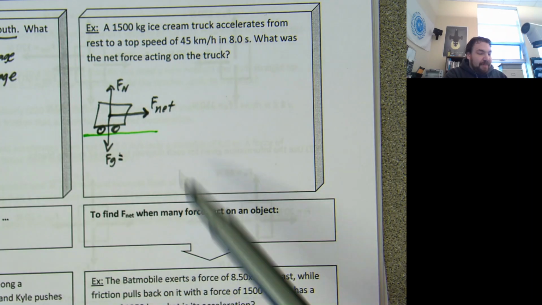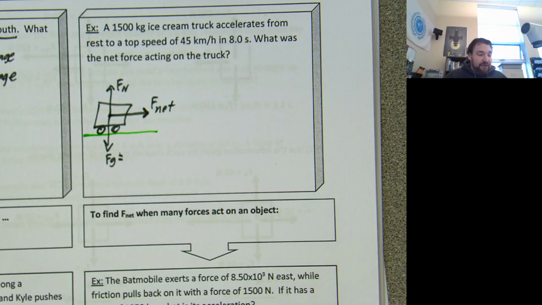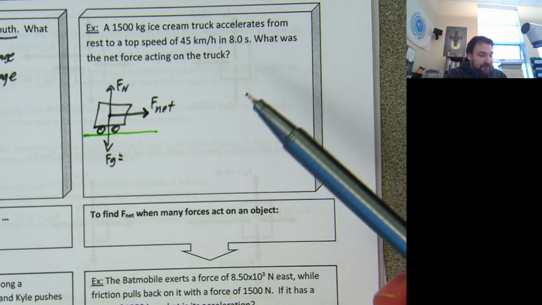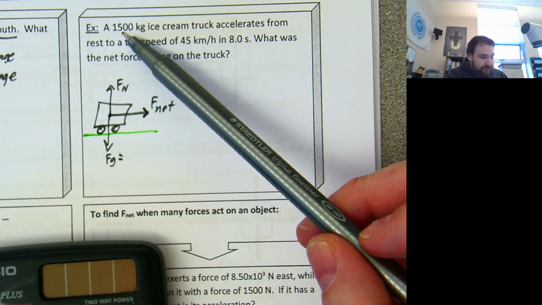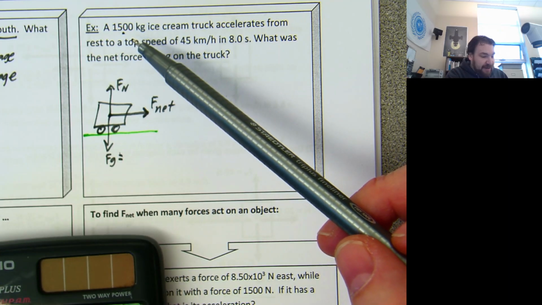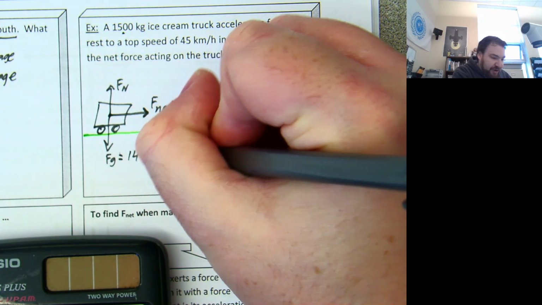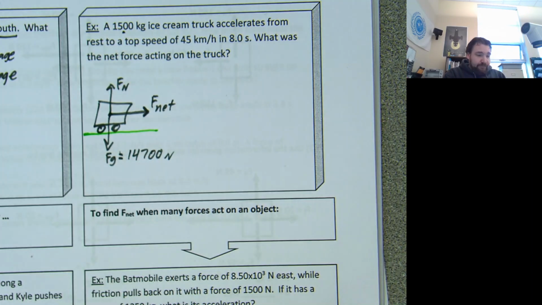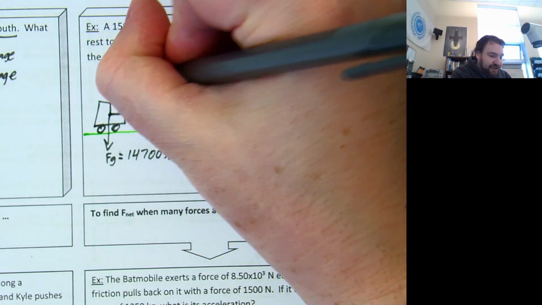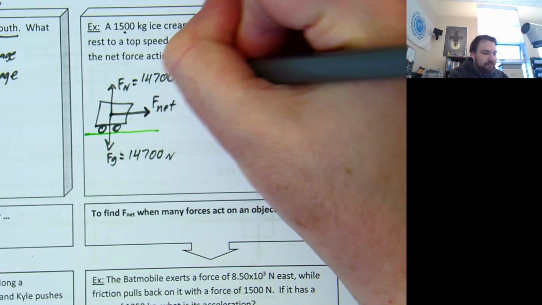Fg is mass times gravity. So I'm not going to write it out fully every time. I'm just going to start pulling out my calculator and doing it. The mass is 1,500. Gravitational field strength is 9.8, which gives us the force of gravity on the truck to be 14,700 newtons. The normal force is going to be equal to and opposite that, because it's in the opposite direction.